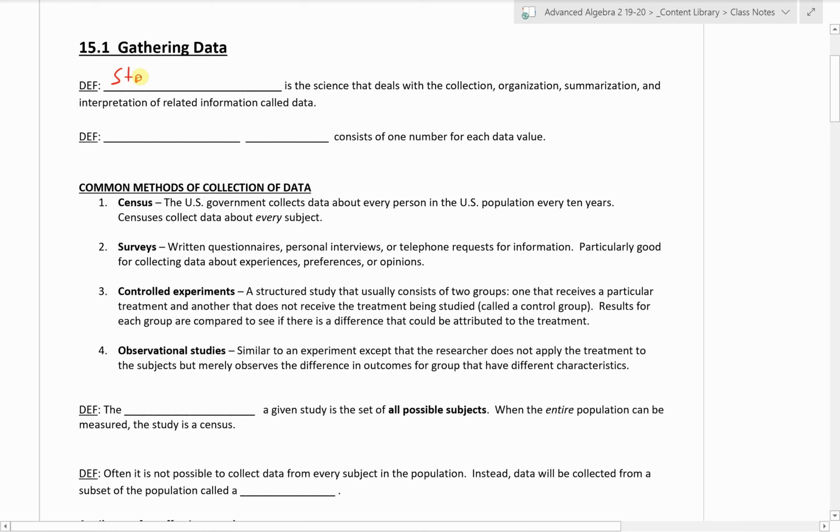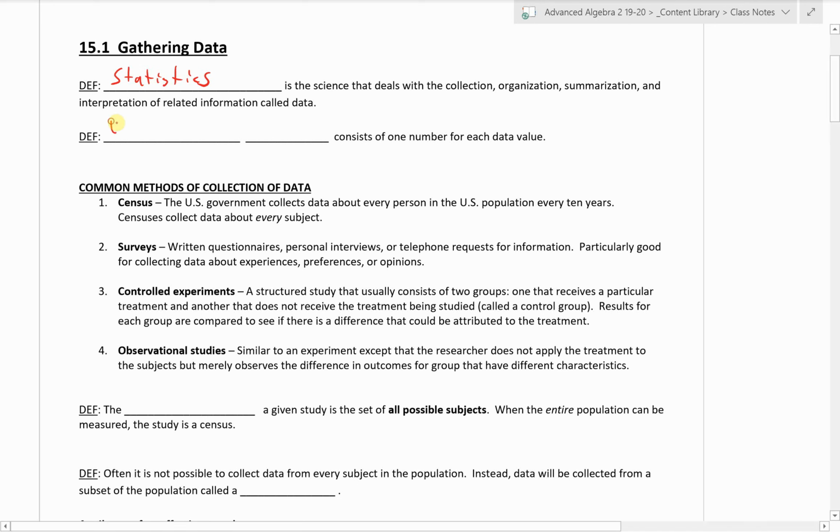Statistics is the science that deals with the collection, organization, summarization, and interpretation of related information called data. So yeah, hopefully that's basic and we already all understand that much at least. It's essentially just the science of data, the collection of data, the representation and interpretation of data.